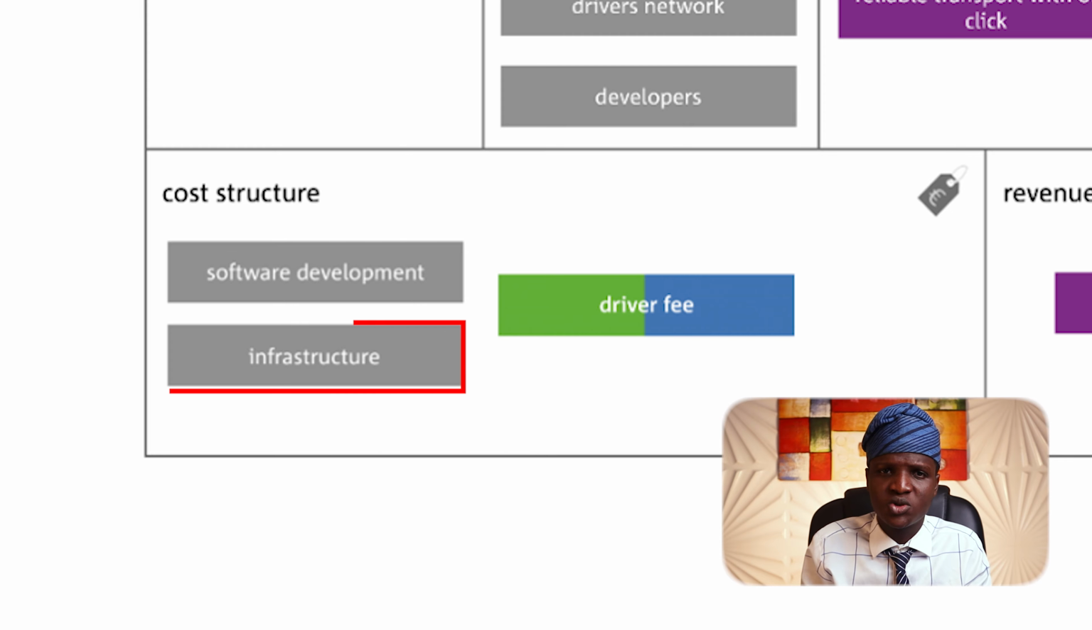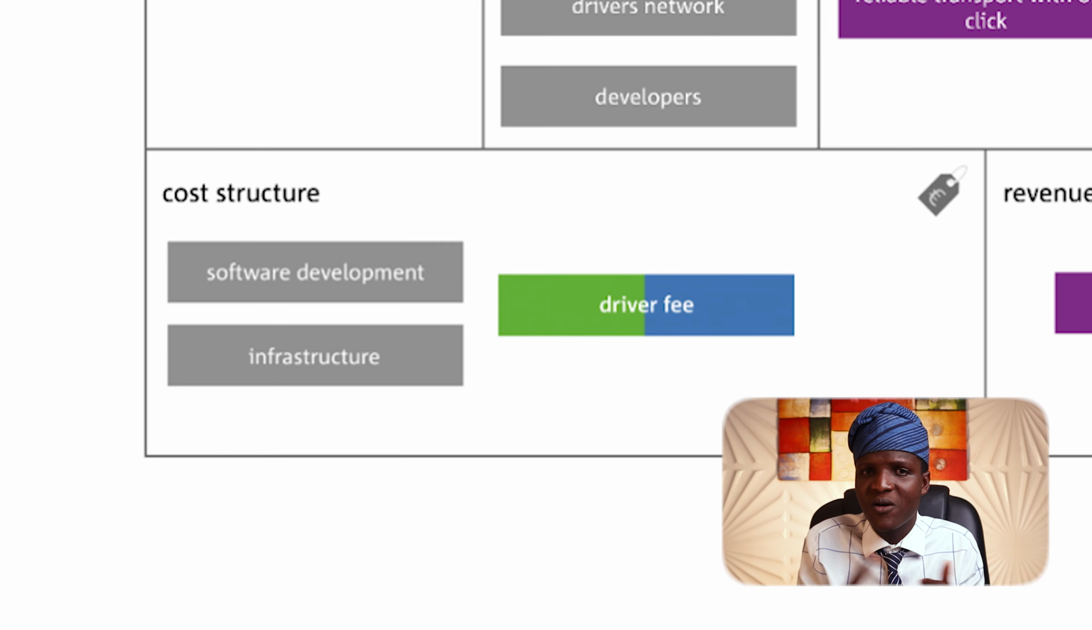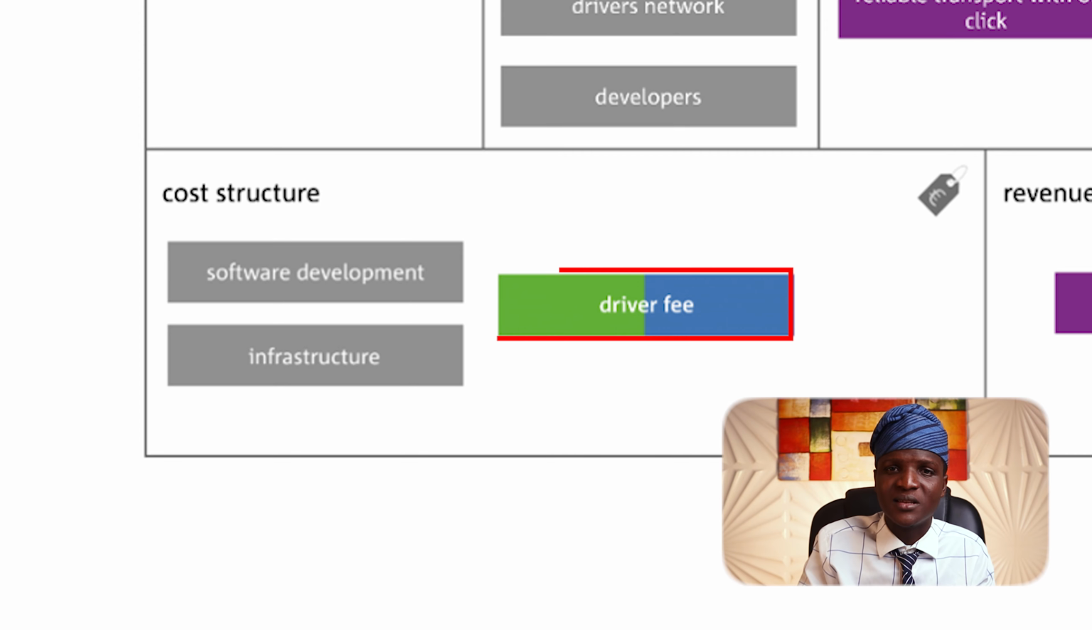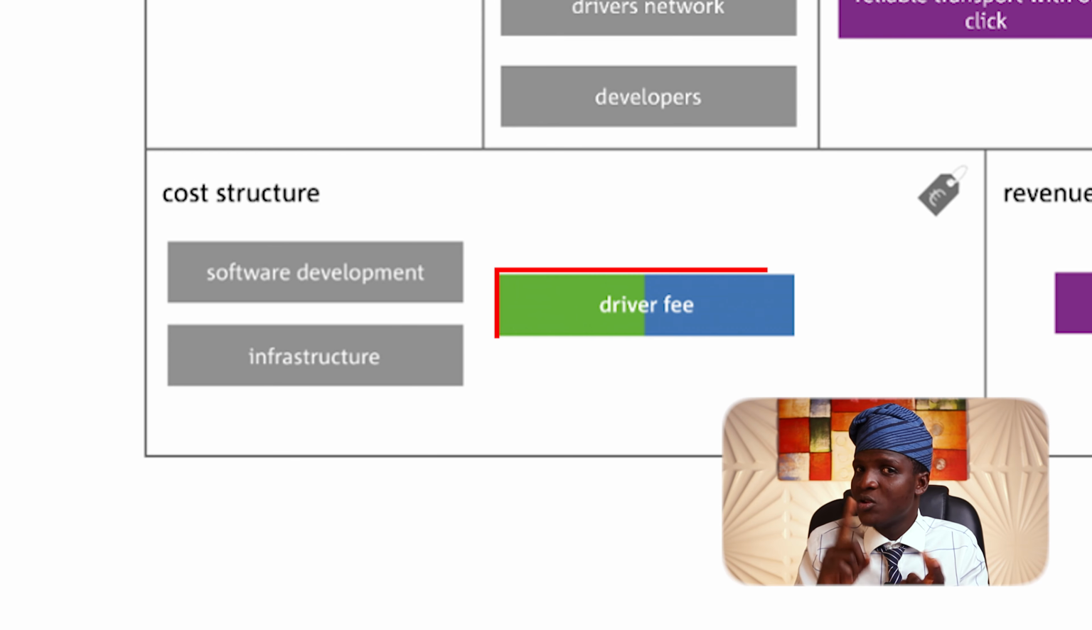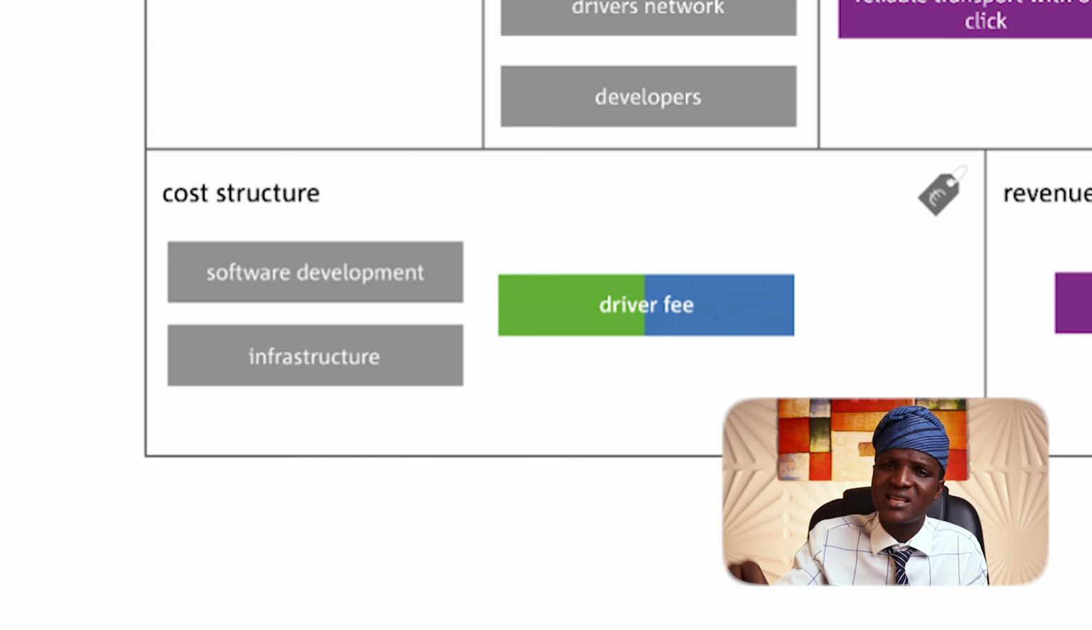Number 2 is infrastructure. It can be information infrastructure or their office space or their overheads. Number 3 is driver fee. They need to pay all these drivers. Know that it's normal for them to pay it, but they still put it in their cost structure. That is how you are going to put employee salary in your cost structure too. So you need to understand all these things. I believe you understand it very well.